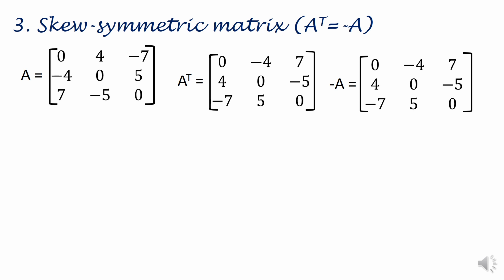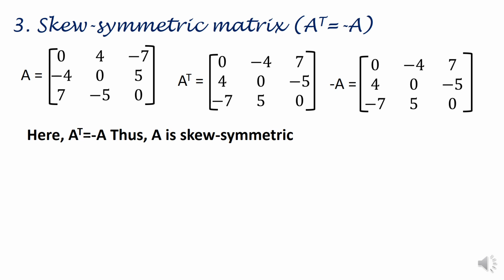Now, compare AT and minus A. You find that the orders of AT and minus A are the same, and also the positions of the corresponding elements are the same. That means AT and minus A, both of them are equal matrices. And thus, we say that AT is equal to minus A. Thus, in this case, A is a skew symmetric matrix.